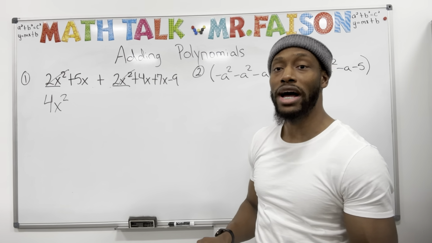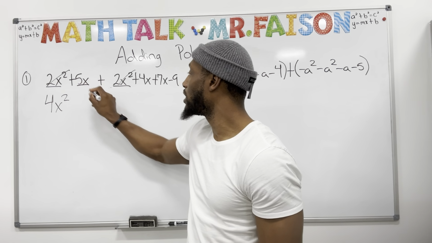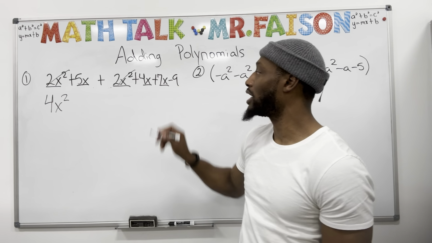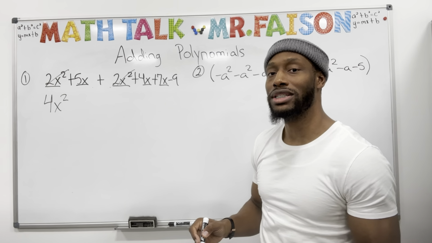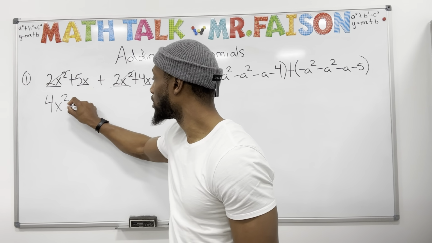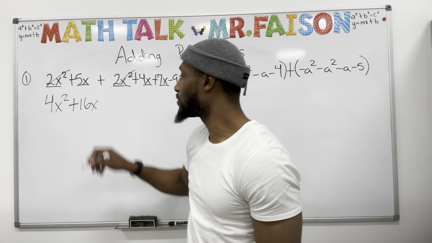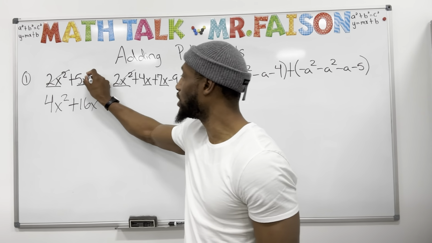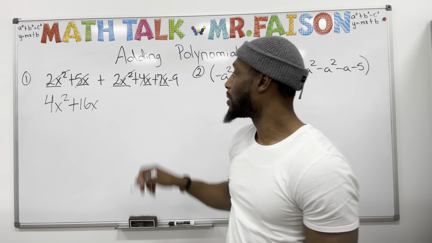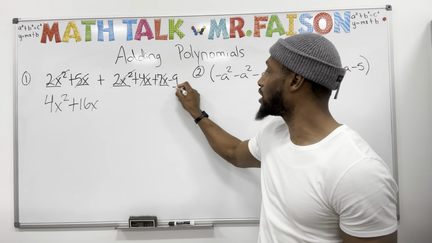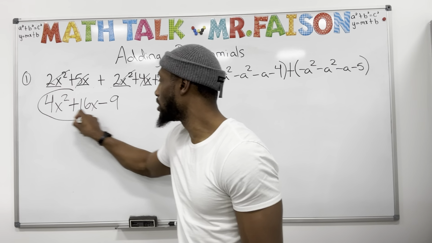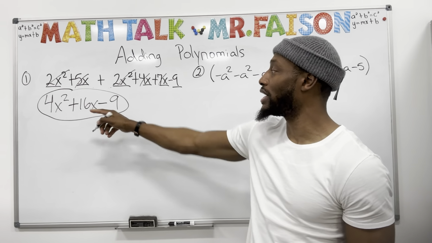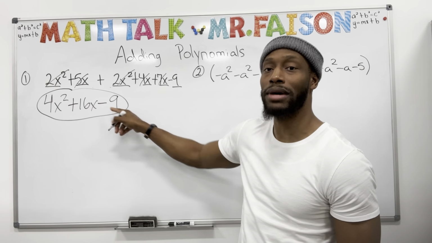Now I'm gonna look for all my x's. I have an x right there, x right there, x right there. 5x plus 4x plus 7x is gonna give me 16x. Now I can mark those out because I don't need those anymore. The only thing I'm left with now is this negative 9. I'm just gonna put that there, minus 9. Now, if I look, my answer is 4x squared plus 16x minus 9.